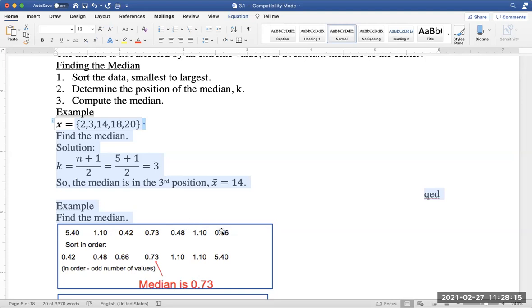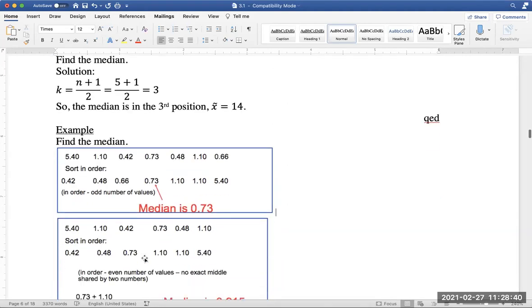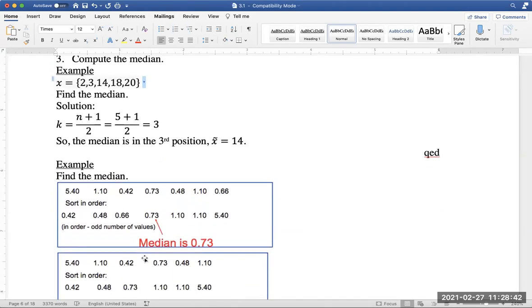Now I have 1, 2, 3, 4, 5, 6, 7 numbers. 7 plus 1 is 8, divided by 2 is 4. So I want the number in the fourth position: 1, 2, 3, 4. That's 0.78. So my median is 0.78. Notice I have three numbers below and three numbers above, so it's in the middle. Now, let's do another example.